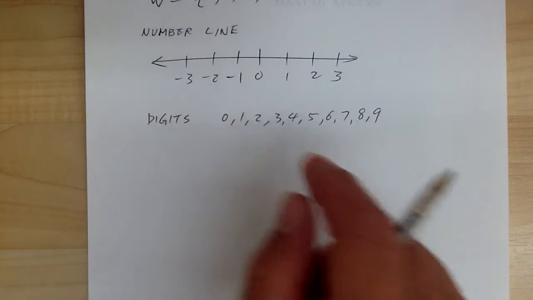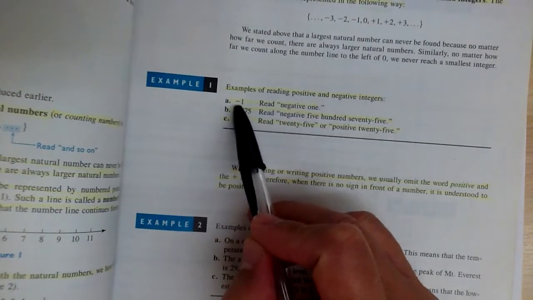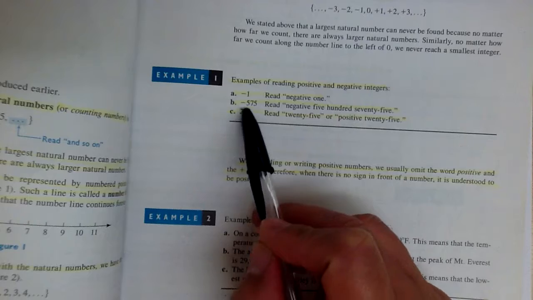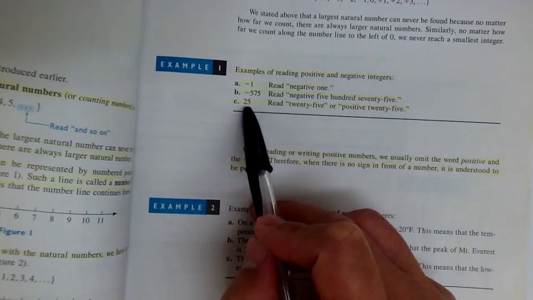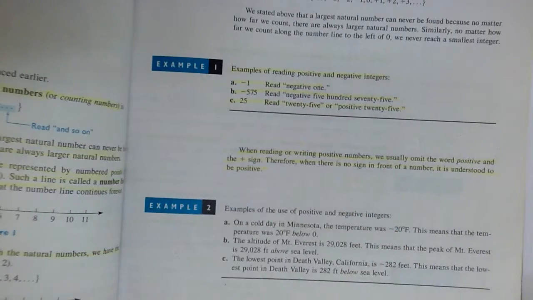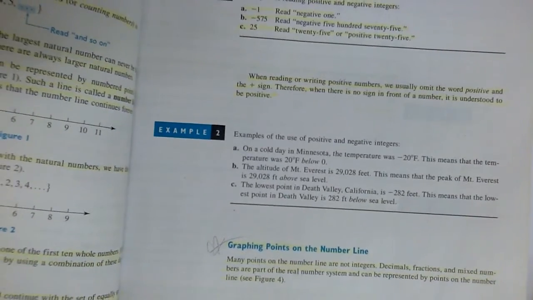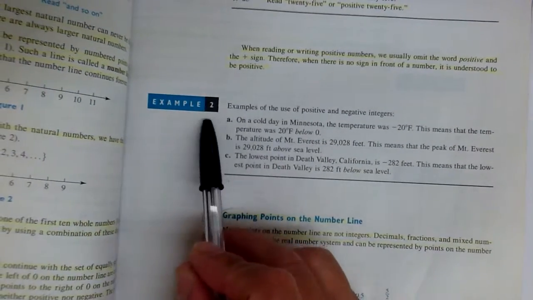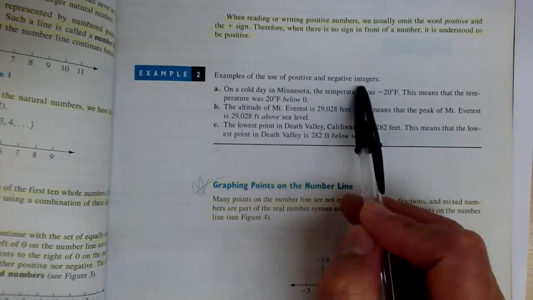Okay, so let's go over some examples. You need to know how to read. Over here, this is read -1. This is read -575. And this is 25 or positive 25. So make sure you know how to read the numbers.